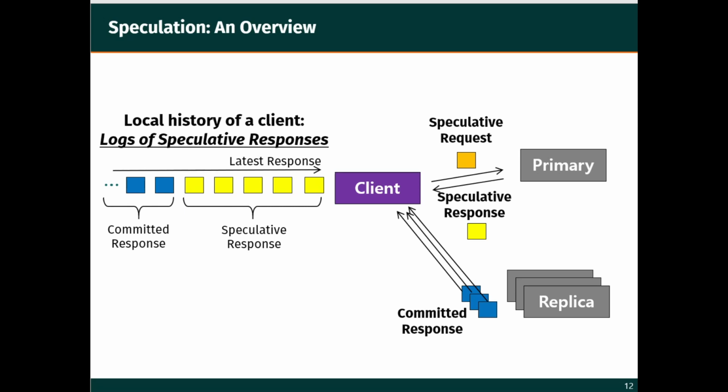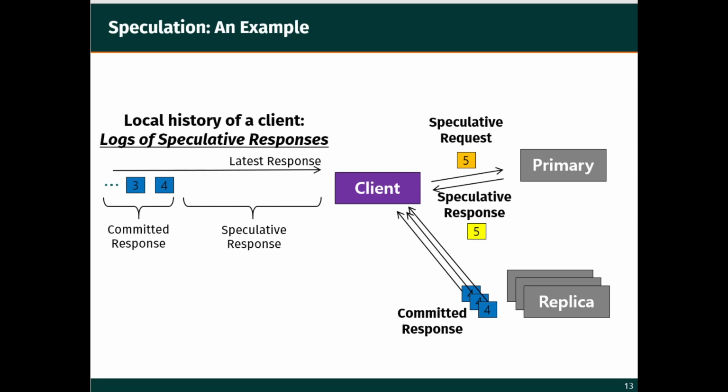Now let's take a look at an overview of the client speculation scheme. There is a client at the center, and the client sends a speculative request to the primary and receives the corresponding speculative response from the primary. Then the client records the speculative response in its local history to track the state of speculations. After the agreement protocol in PBFT, the replicas confirm the speculative responses and send them back to the client in the committed response. When the client confirms each speculation is correct, it updates its local history with the latest committed response point. For example, assume that the client has two committed responses, numbered 3 and 4, in its local history.